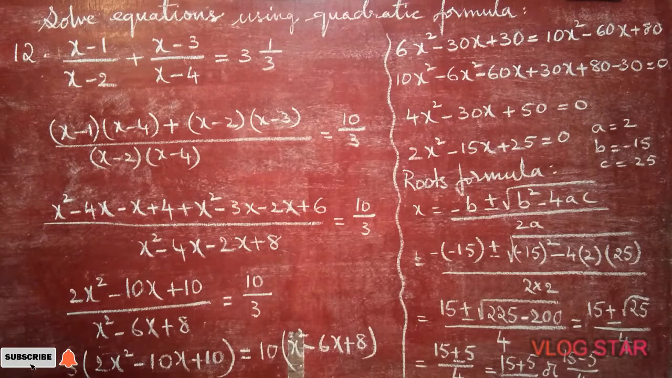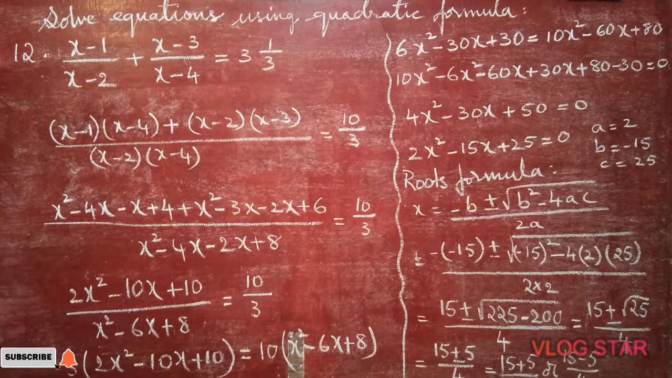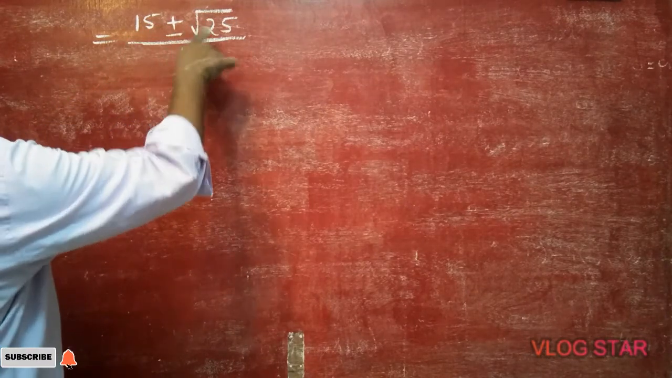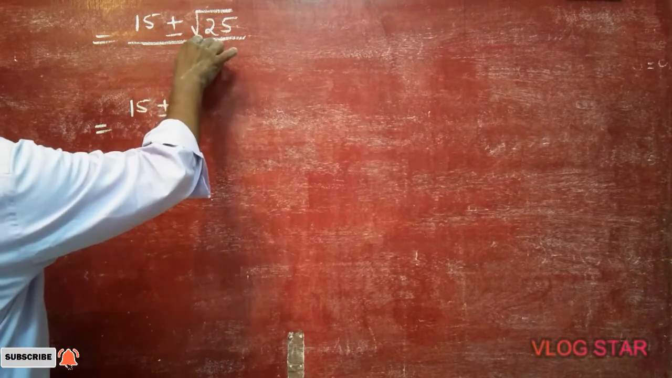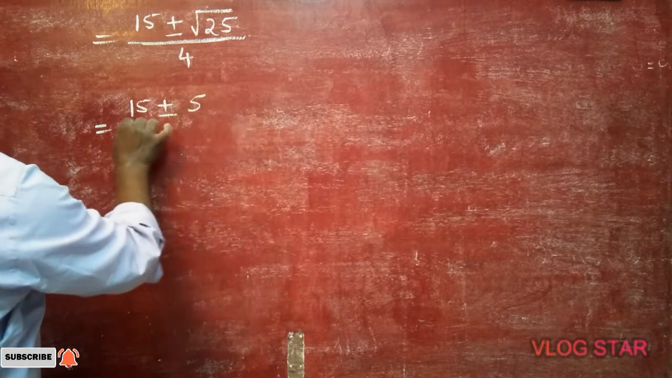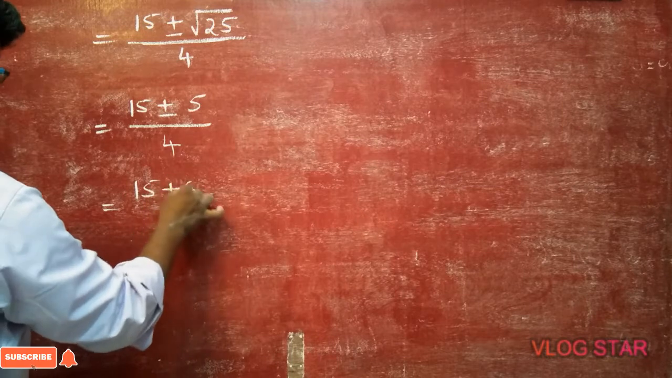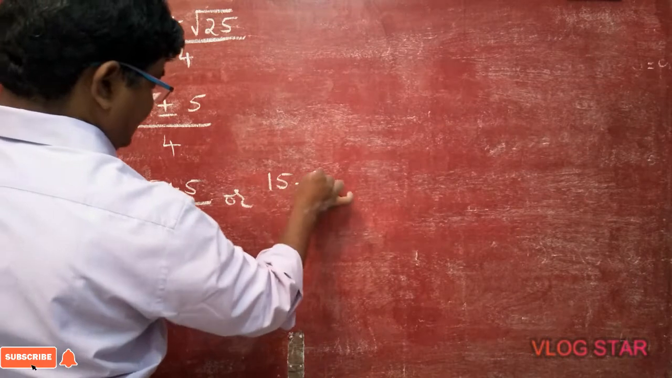Can you write the answer? Now 15 plus or minus square root of 25 by 4. 15 plus or minus, what is the square root of 25? 5 by 4. That is equal to 15 plus 5 by 4 or 15 minus 5 by 4.